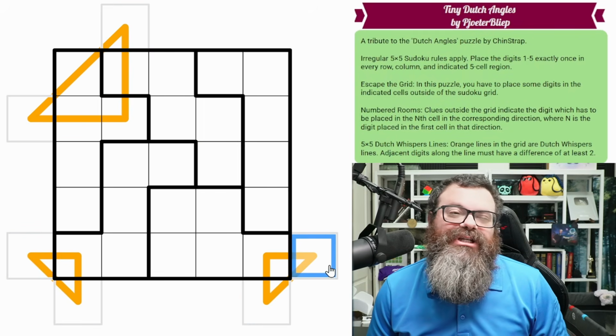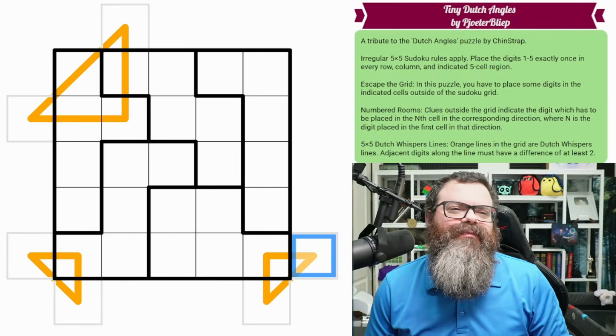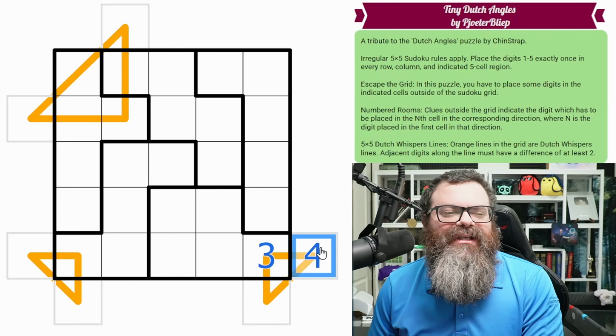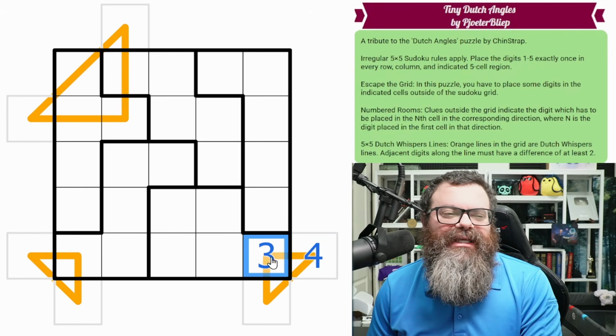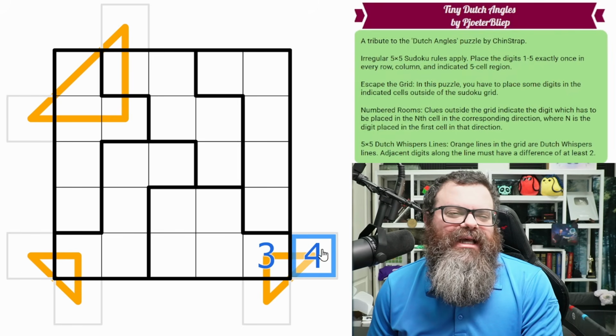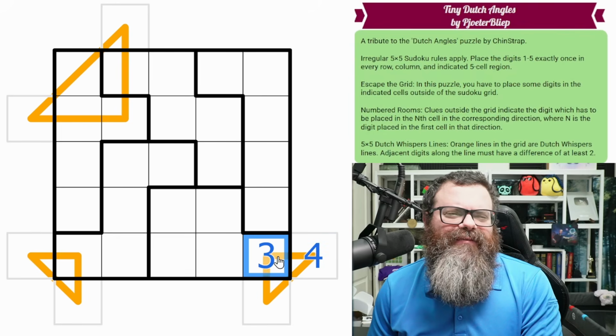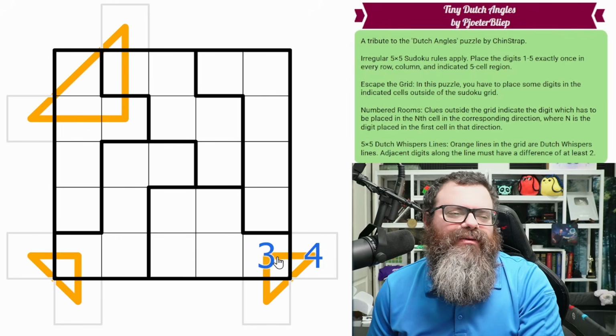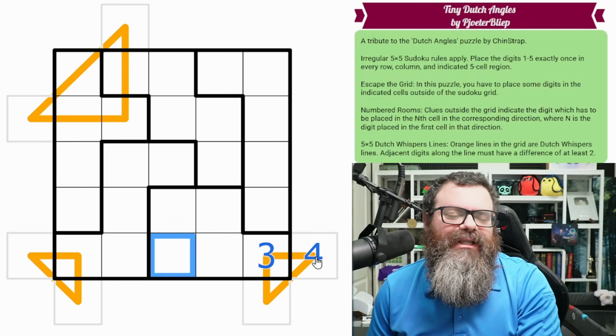Now, when we fill a digit, it's going to become a numbered rooms clue. So let me fill like a 3 and a 4 here. This tells you what to place, and this tells you where to place it. The clue is what to place, and then the first digit next to the clue is where to place. So we count 1, 2, 3, and we place the 4.